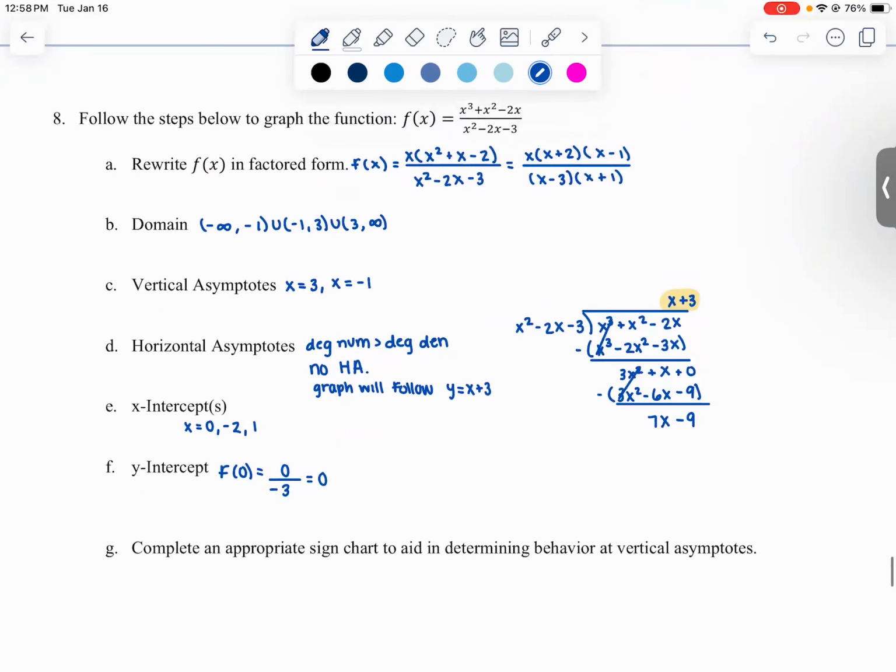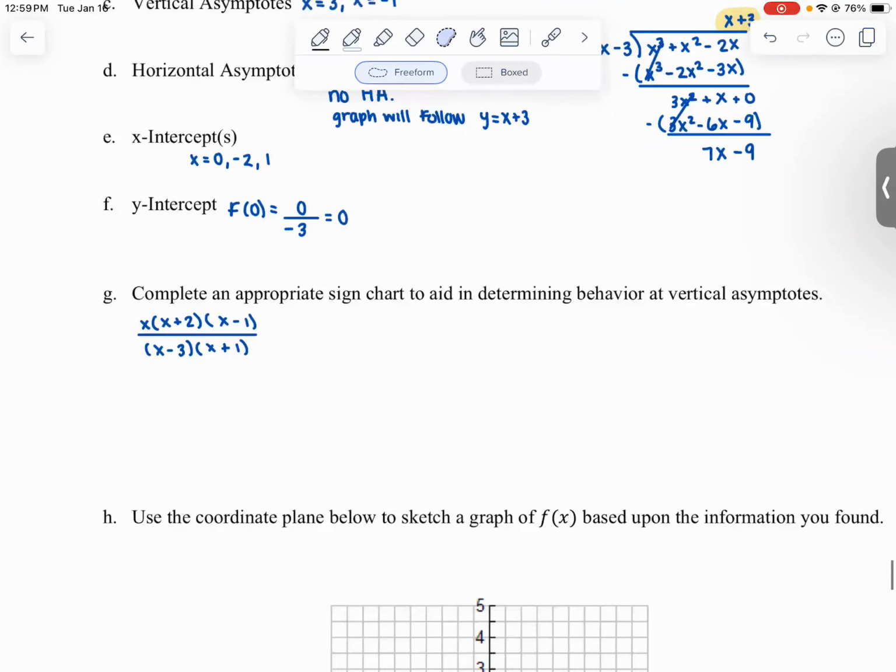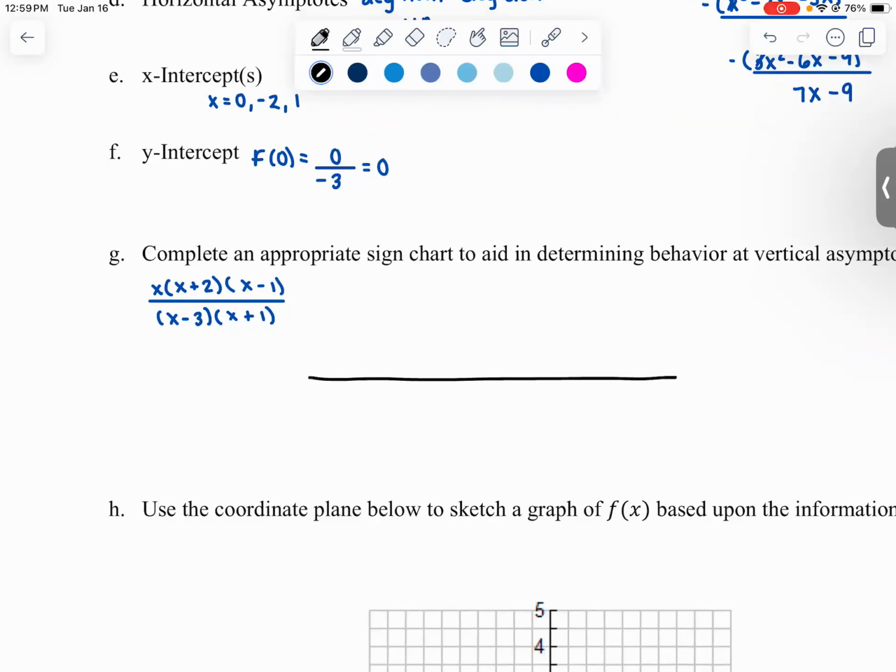I'll get this set up for you and then allow you the opportunity to try it on your own and then give you the answers. So we're going to take our factored form of our equation, bringing it down. On our sign chart, we need our x-intercepts and our vertical asymptotes. I have an x-intercept at -2. I have a vertical asymptote at -1. I have an x-intercept at 0, an x-intercept at 1, and then that vertical asymptote at 3.